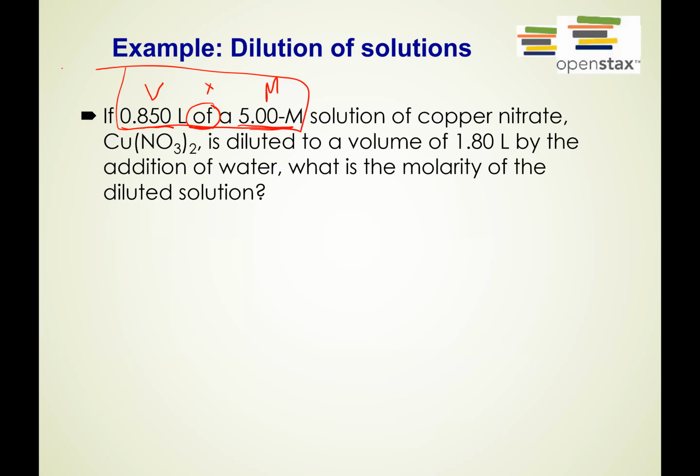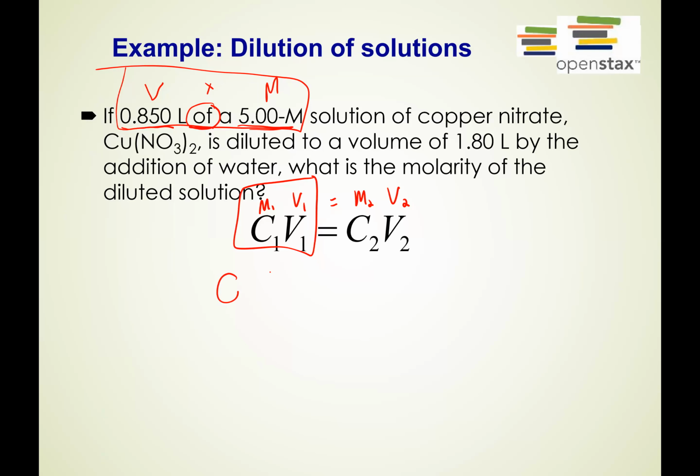So when we do our C1V1, or I'm going to write it here, M1V1 equals M2V2, again, same problem. These are the same. So this would be 0.850 liters times our volume. Well, let me just put the concentration first so it's not confusing. So this would be 5 molar. I will put my sig figs on there in a second.